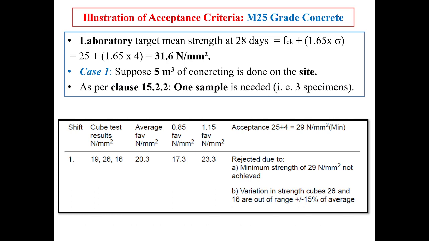That means I have to take only one sample, that is 3 specimens, as per clause 15.2.2. Now here the table shows the values given by concrete cubes in the compressive testing machine. Cube test results: cube 1 has given 19, cube 2 has given 26, and cube 3 has given 16 Newton per mm square after 28 days of curing. If I take the average of all three, it is 20.3 Newton per mm square.